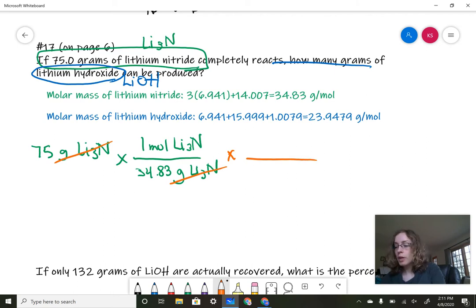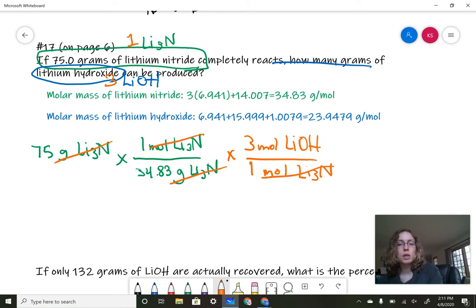I'm going to find my mole ratio in the chemical equation. So it looks like we have 1 lithium nitride producing 3 moles of lithium hydroxide. Those are the coefficients. Remember, if there's no coefficient, the coefficient is 1. So my mole ratio here is a 1-to-3 ratio: 1 mole lithium nitride to 3 moles lithium hydroxide. Hopefully you see where I found that from the coefficients in the chemical equation.